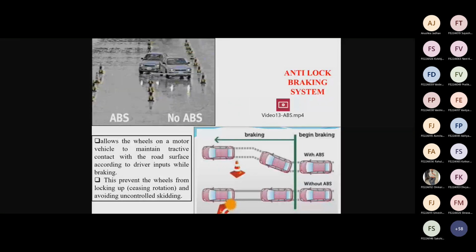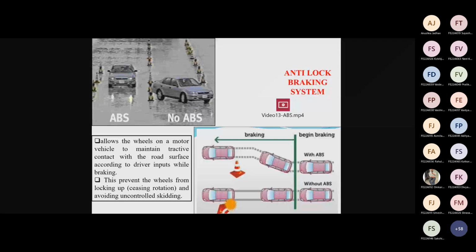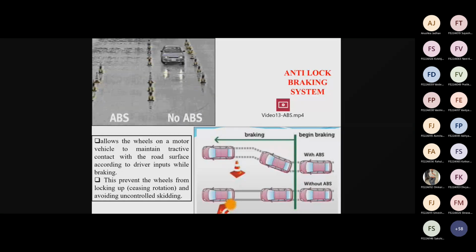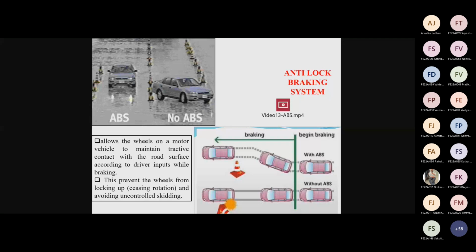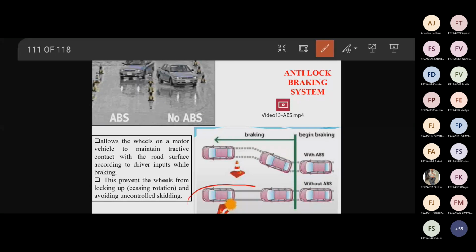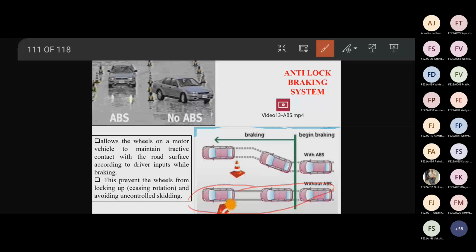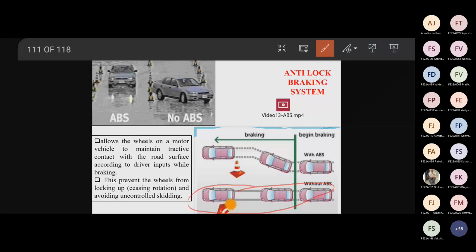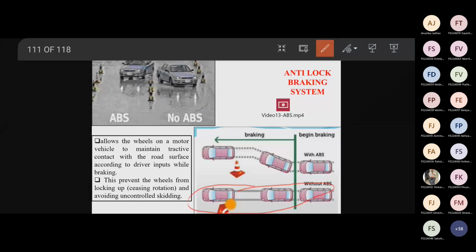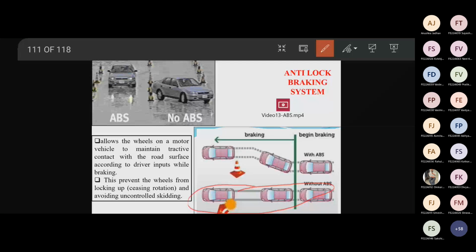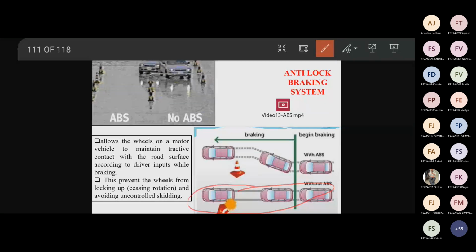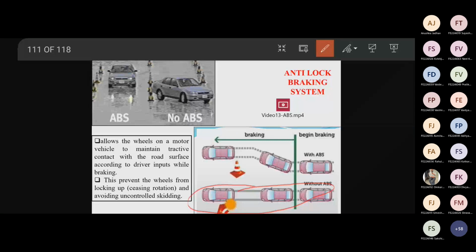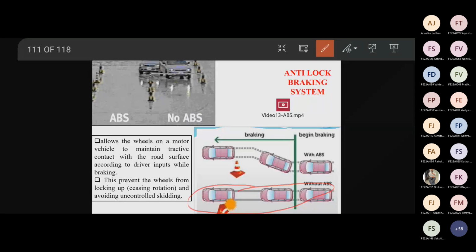Now anti-lock braking system, very important. Now what is happening in normal braking? See here. This is normal braking, right? What will happen in normal braking? When I press the brake, your wheel will get locked. When your wheel gets locked, you will lose control of the wheels, right? And your vehicle may go anywhere and may crash anywhere, right?